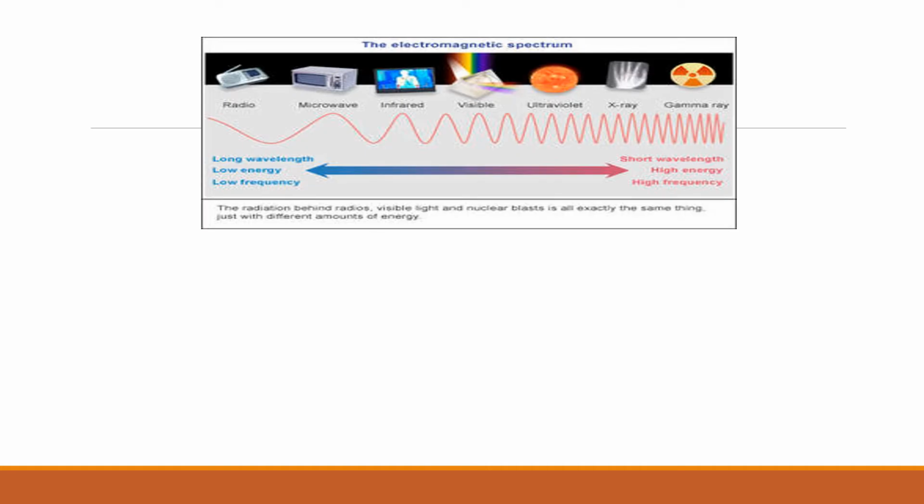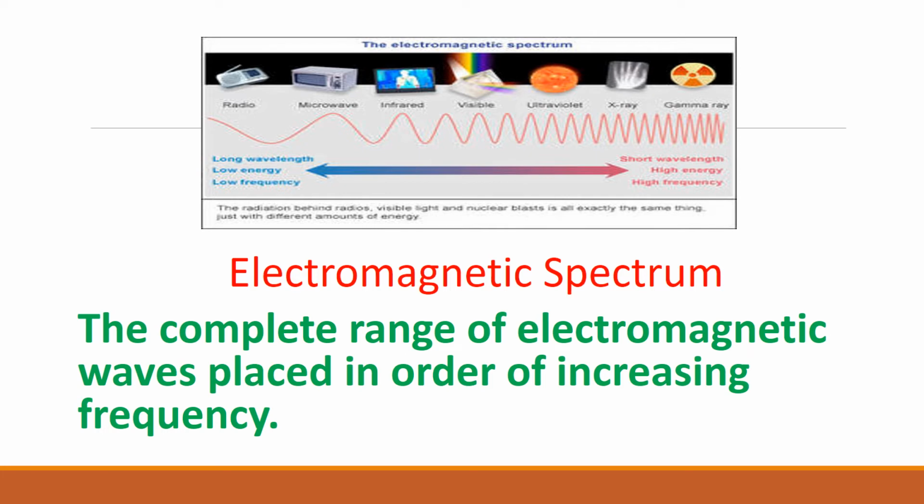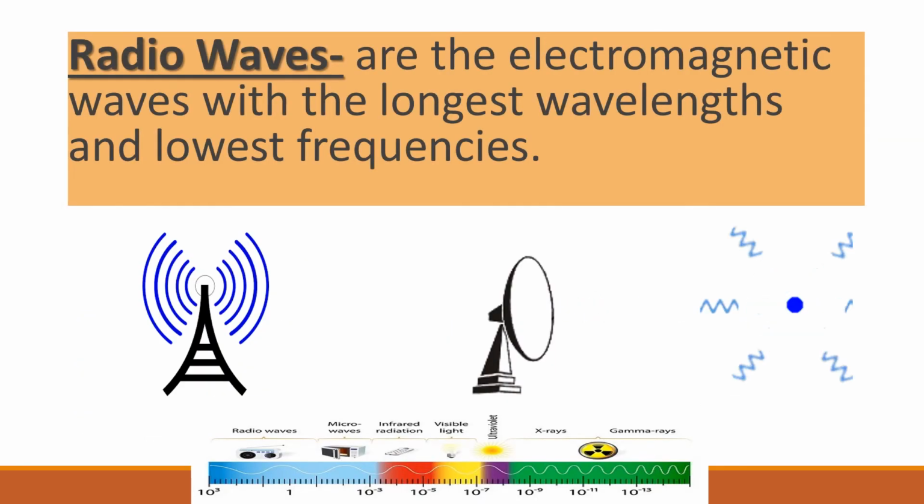What makes up the electromagnetic spectrum? There are many different types of electromagnetic waves. The complete range of electromagnetic waves placed in order of increasing frequency is called the electromagnetic spectrum, as shown in this picture. The electromagnetic spectrum is made up of radio waves, microwaves, infrared rays, visible light, ultraviolet rays, X-rays, and lastly, gamma rays. So the first kind of electromagnetic wave is the radio waves.